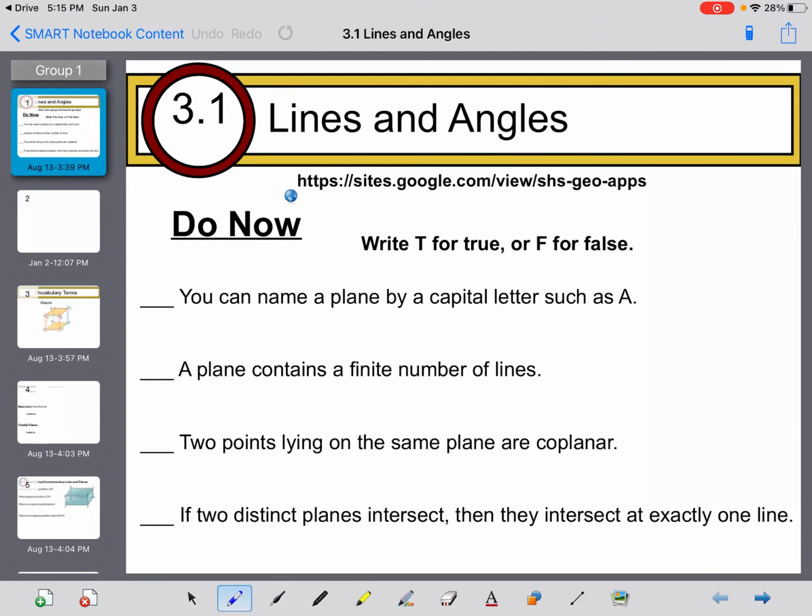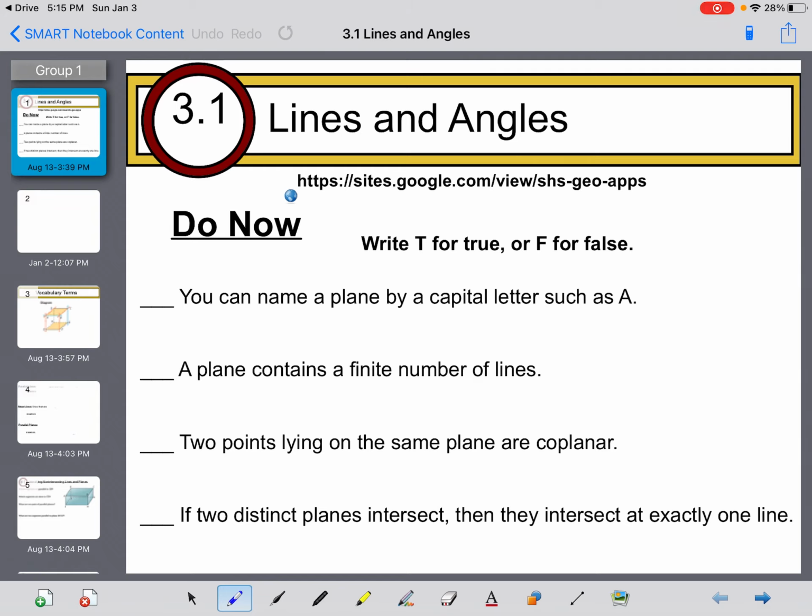All right, everyone, this is section 3.1, lines and angles. For your do now, they just want you to write T for true or F for false next to each statement. Feel free to pause the video now, attempt it on your own, and then check your answers by resuming the video when you are ready.